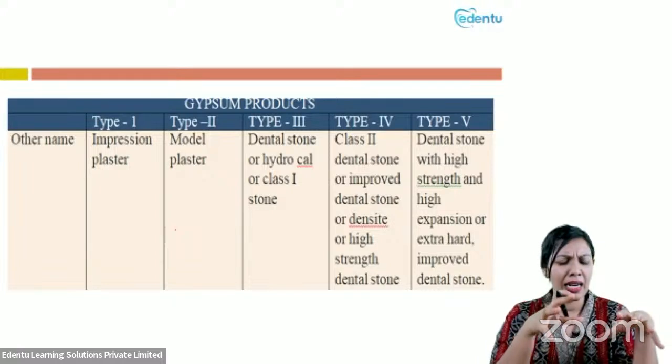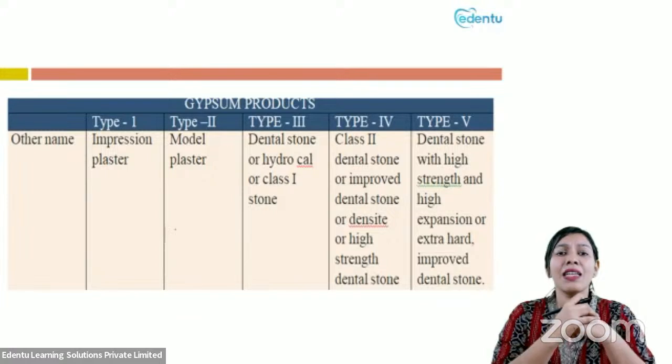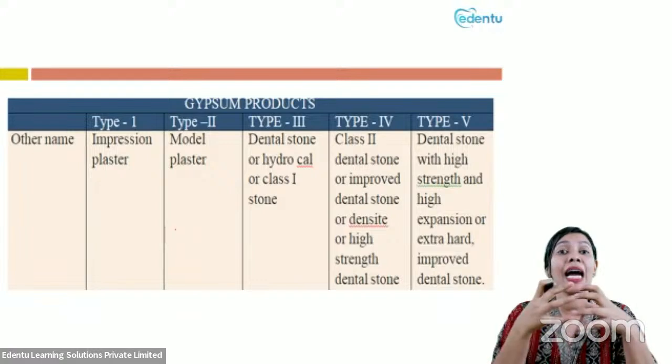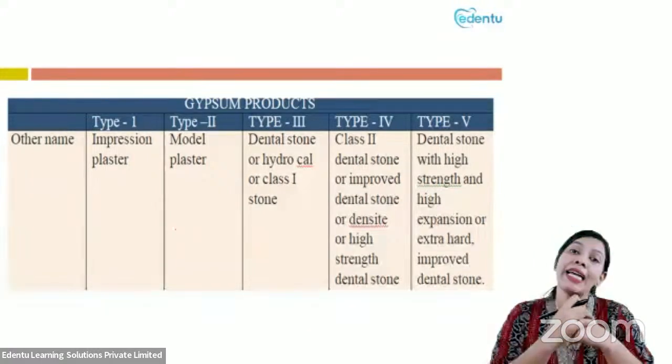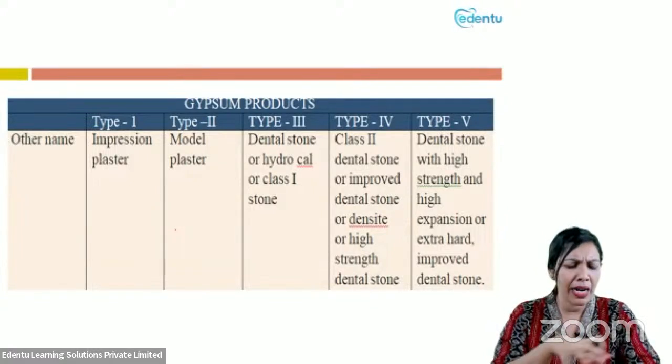How is it different? What makes all these 5 gypsum products different? This is mainly because of the type of heat which we give, or the type of environment in which this heat is given. How to memorize these types?